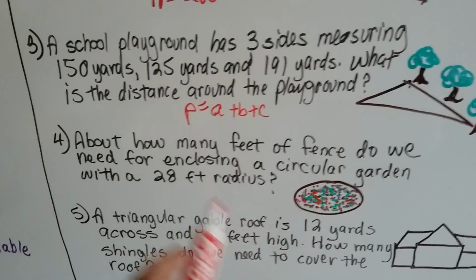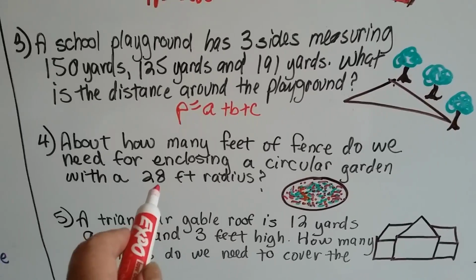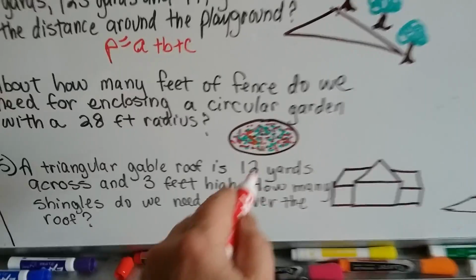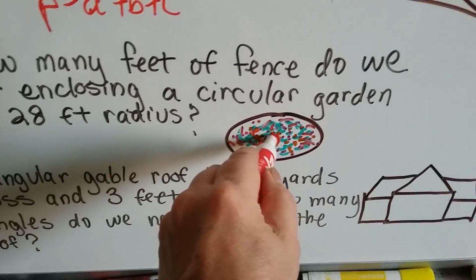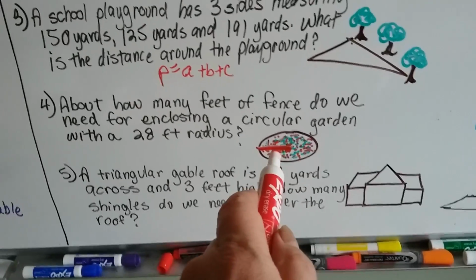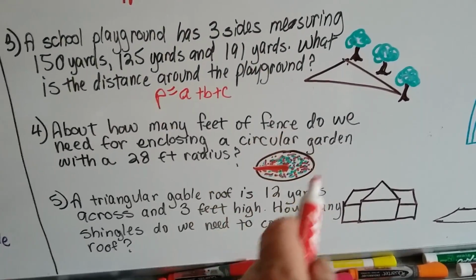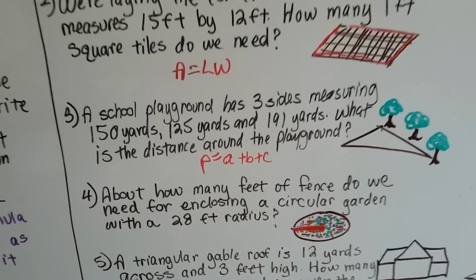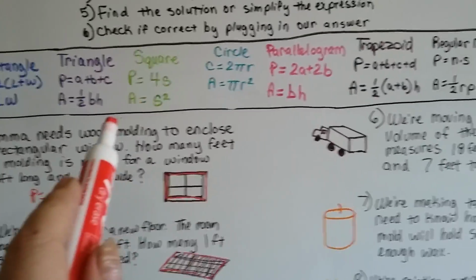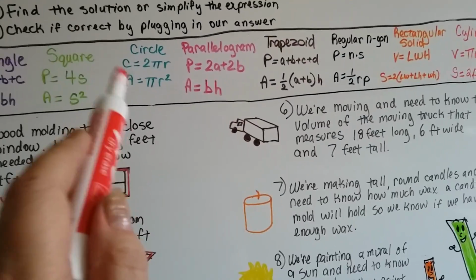And speaking of fences, about how many feet of fence do we need to enclose a circular garden with a 28-foot radius? Well, we know the radius starts in the center and it goes to the outside edge. So if we know that's 28 feet, how many feet of fence do we need to go around the outside? Well, what formula would we need? Well, we know it's not a rectangle, triangle, or square. We know that it's a circle. So it's got to be one of these two.